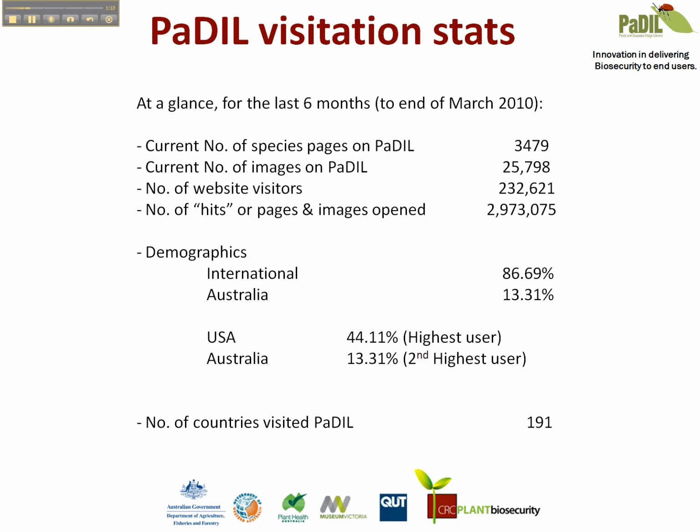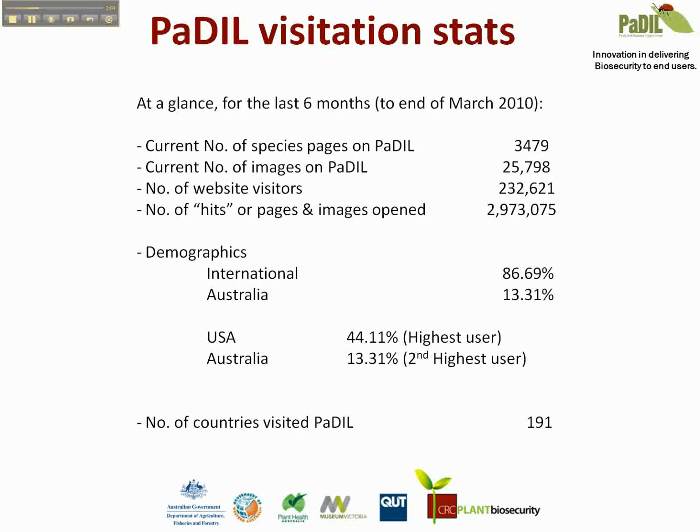Visitation at a glance: you can see that we've got almost 3,500 species pages on PaDIL at the moment. They're represented by about 26,000 images. In the last 6 months, about 230,000 visitors have come in, and they've opened up about 3 million images. From a demographics point of view, almost 87% of the traffic has come from overseas and 13% is from Australia. USA is the highest user, Australia is the second highest user, and 191 countries have visited PaDIL in the last 6 months.